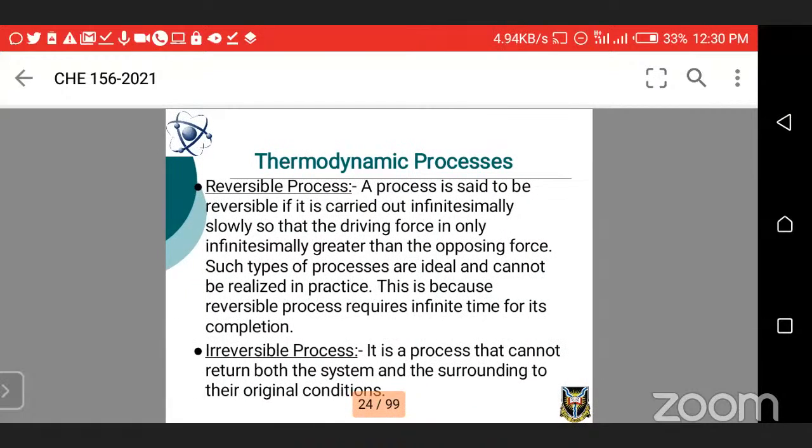We also have a reversible process. A process can be said to be reversible if an infinitesimal force is applied to it. So a process is said to be reversible if it's carried out infinitesimally slowly, so that the driving force is only infinitesimally greater than the opposing force.